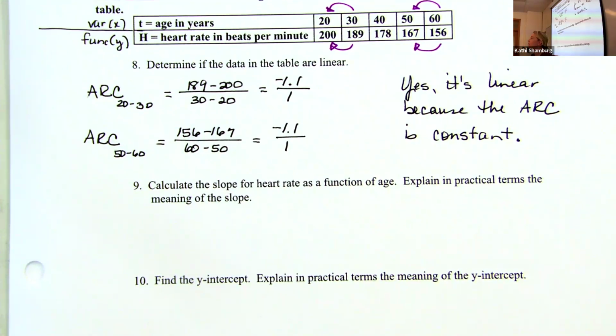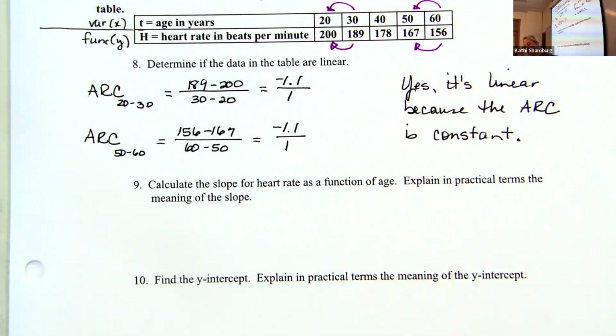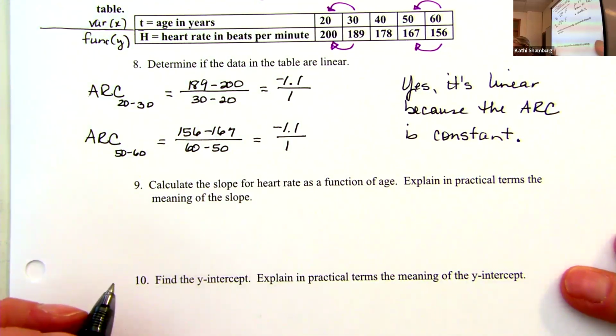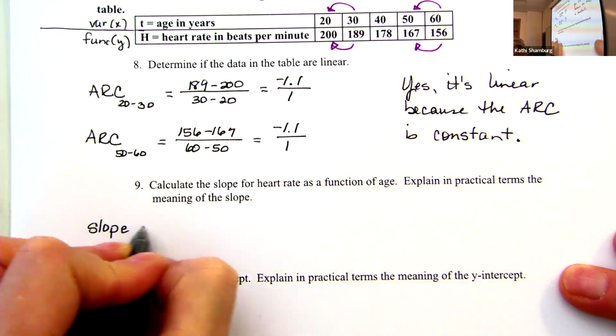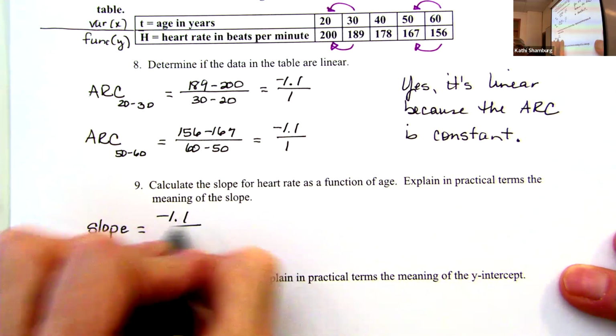Okay, now 9, this kind of freaks some people out on the quiz. 9 says calculate their slope for heart rate as a function of age. They see the word calculate, so now they think they're going to have to calculate something different. But didn't we just find that in the average rate of change? Yeah, so slope is the same thing as average rate of change. So I know the slope is equal to negative 1.1 over 1.